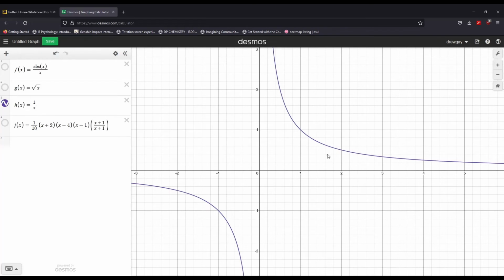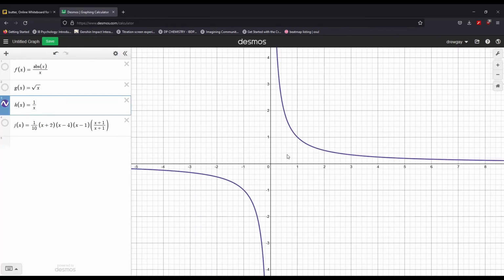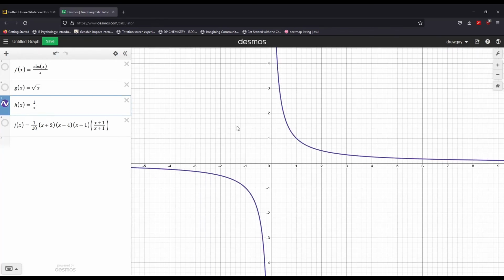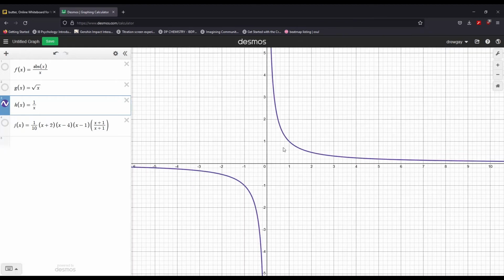The next function let's take a look at is this one, this hyperbola. This is the rational function I was talking about earlier. If we look at this function, we'll see that there's a little weird thing going on here at 0. On the right side, f of x approaches positive infinity, and on the negative side, f of x approaches negative infinity.